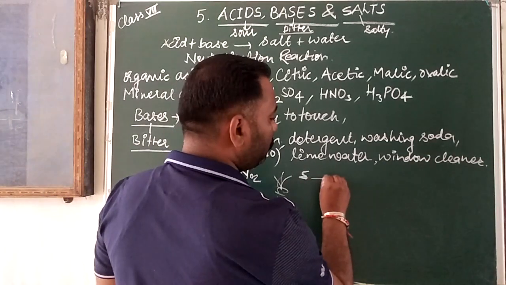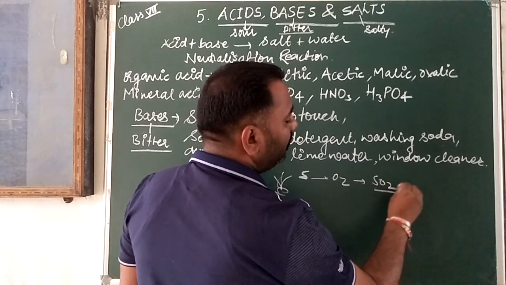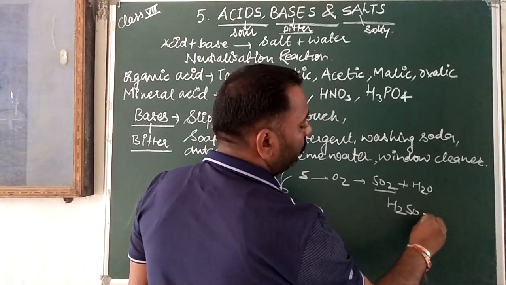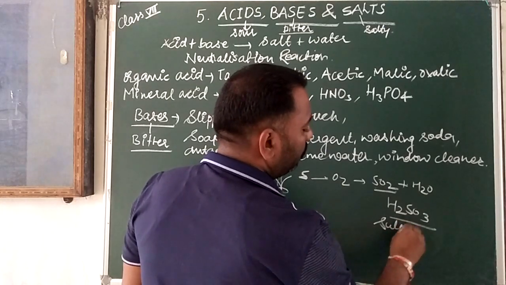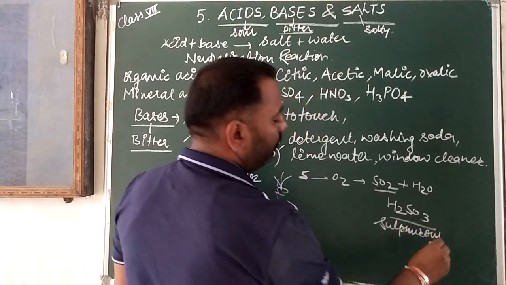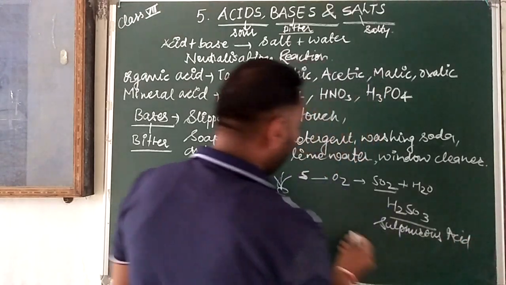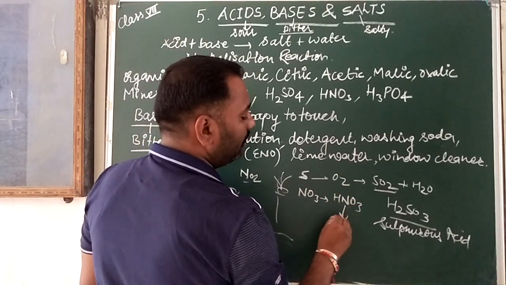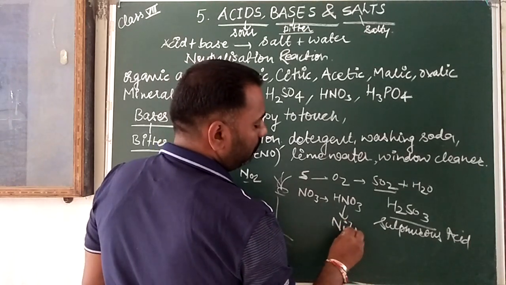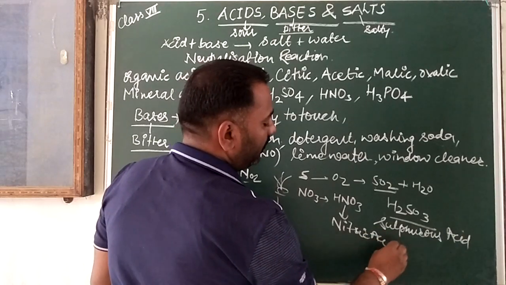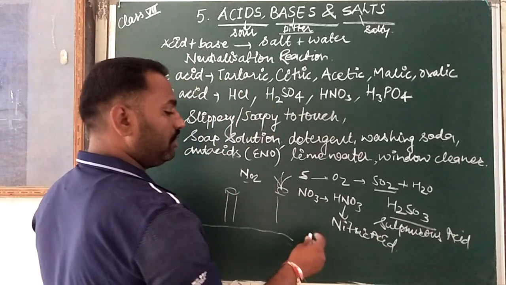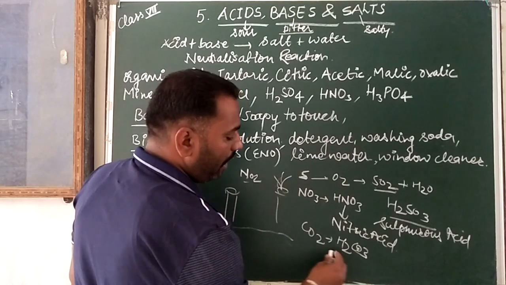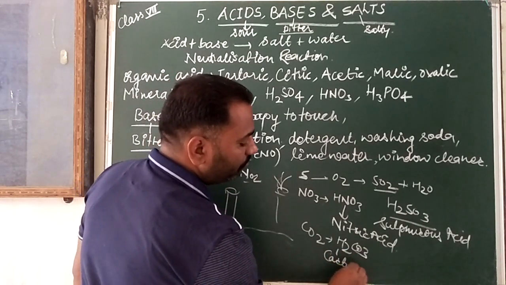When sulfur is mixed with oxygen, SO2 is formed, and when it is added to water, H2SO3 is formed, that is sulfurous acid. Like that, NO2 forms HNO3, that is nitric acid. And CO2 forms H2CO3, the carbonic acid.